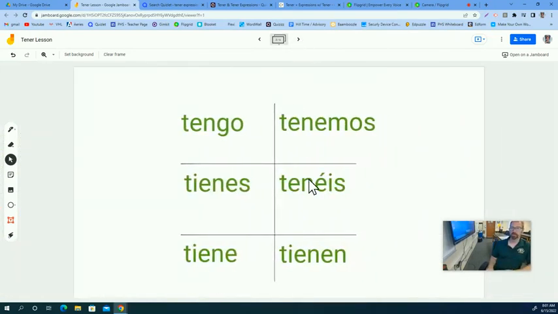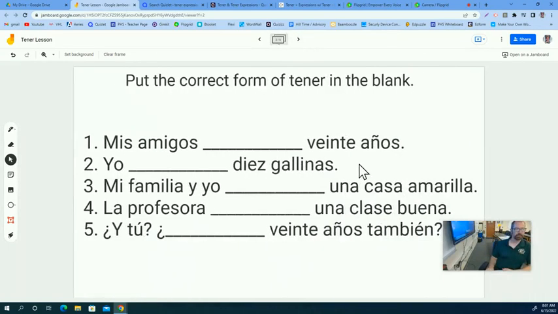So here are the conjugations of the verb tener. I'll go through the pronunciation of them really quick. We got yo tengo for I have, tú tienes for you have, él tiene, he has, and so on. We got nosotros tenemos for we have, vosotros tenéis for you guys have, that's used in Spain, and then tienen for they have or you guys have.